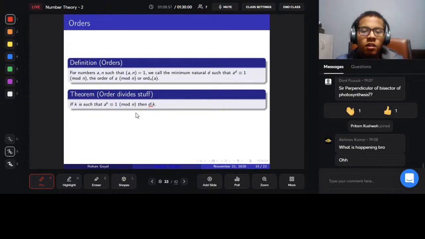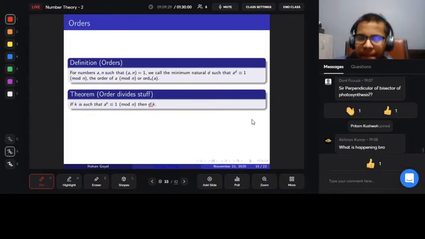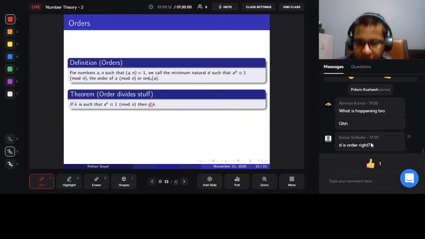Okay, so now what can you tell? What's your intuition on how you can prove this? You can just type in the chat if you have any ideas how we could go about even proving this. Any ideas? Yes, d is the order.